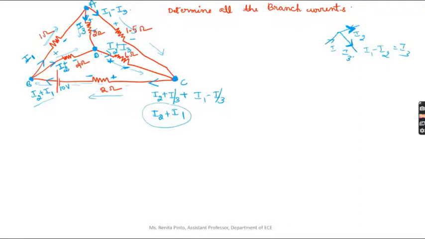So now let me write the equations. First let me write the equation for your first loop, that is, I'll apply the equation for the B A D B loop.